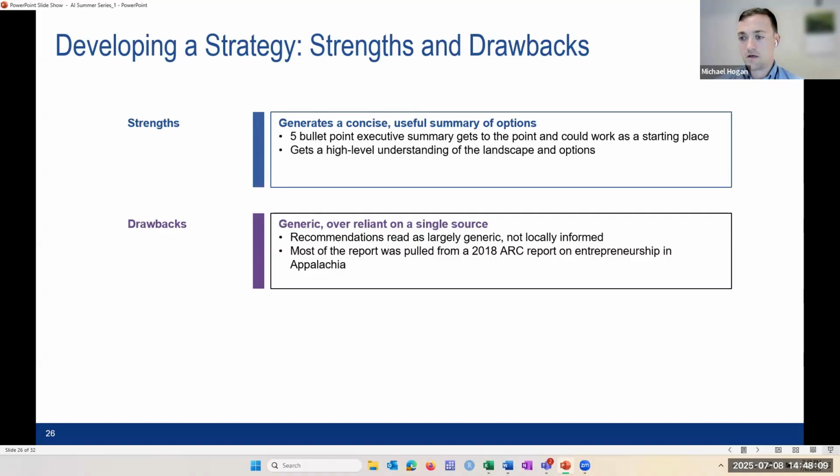However, it was by no means a complete document. And when we looked into the details, it became increasingly generic and not very locally informed. And then as we looked through the citations, we found that nearly all of the report was lifted from a 2018 ARC report on entrepreneurship in Appalachia, which put us in a position where we saw that most of this was just copied or paraphrased from another report. So it showed us the way that we should start to think through these Gen AI tools for strategy design, but also really highlighted some of their limitations and concerns about relying on a tool like this to answer these kinds of questions.